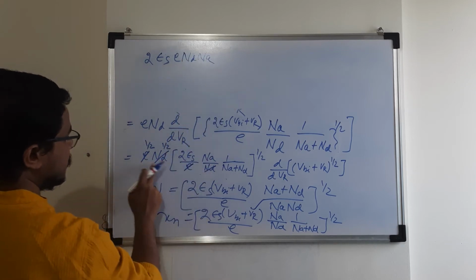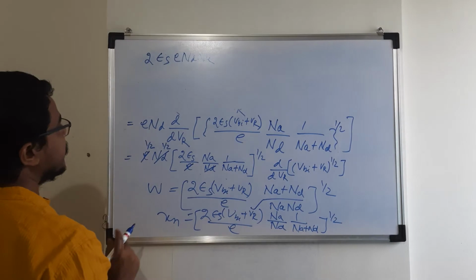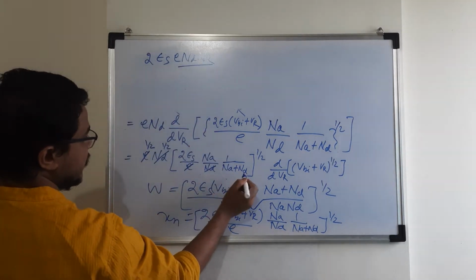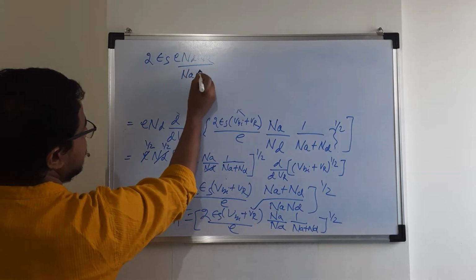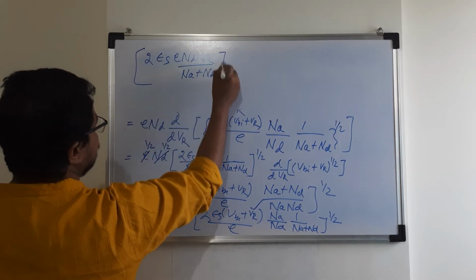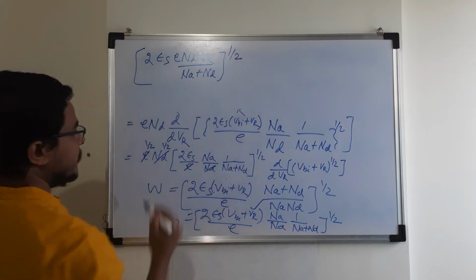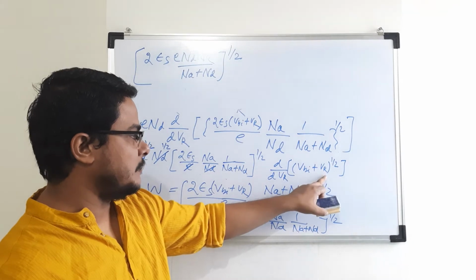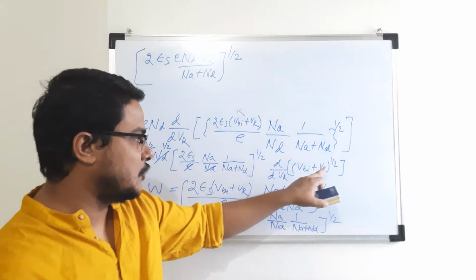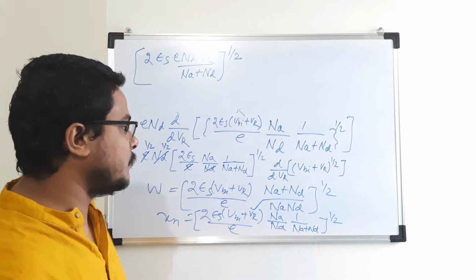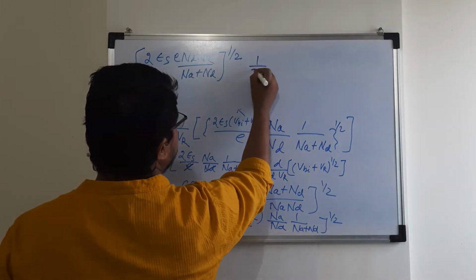So all these two terms can be taken inside, divided by Na plus Nd as it is. So this thing to the power 1 by 2 is there, right? And then d by dVr of (Vbi plus Vr). So what will it give you? 1 by 2 (Vbi plus Vr) to the power minus 1 by 2.